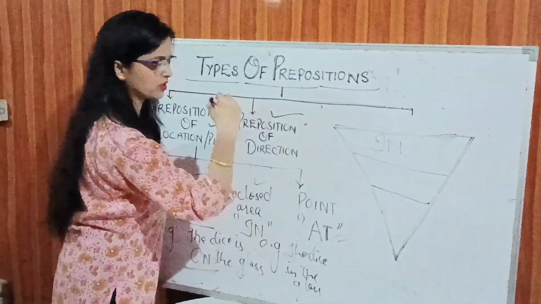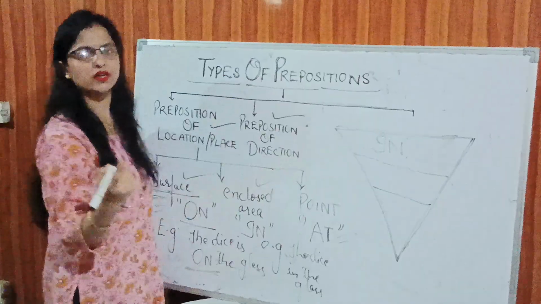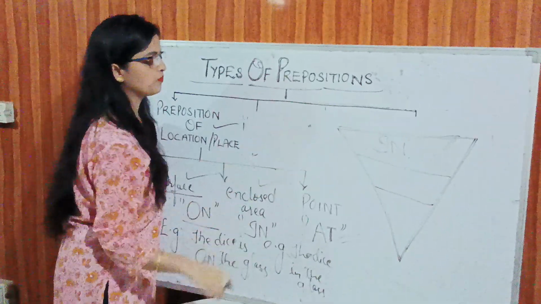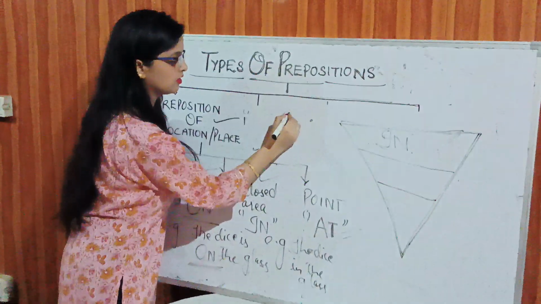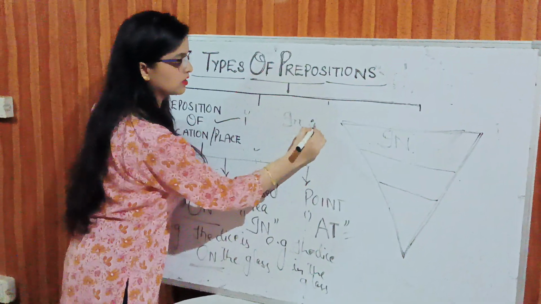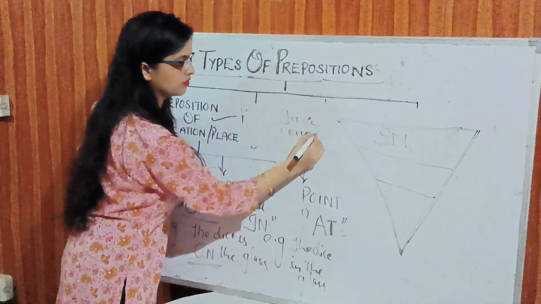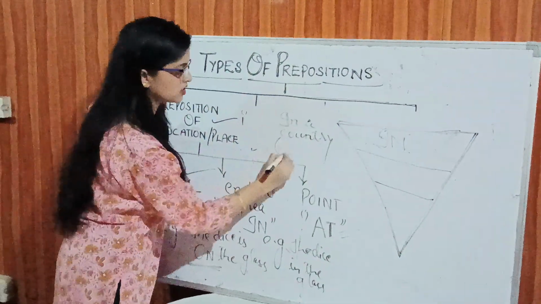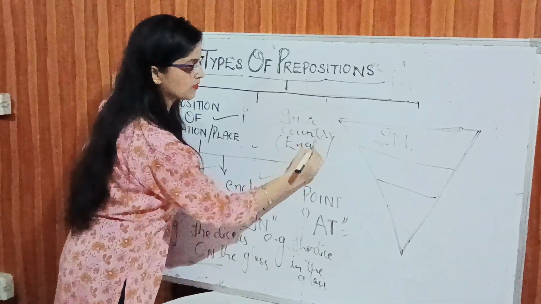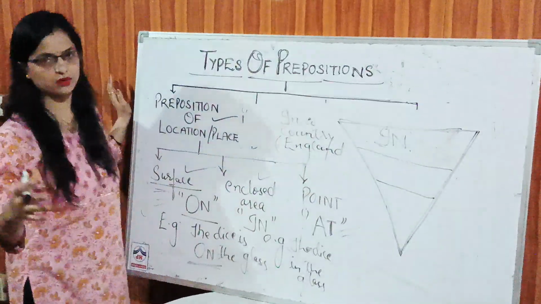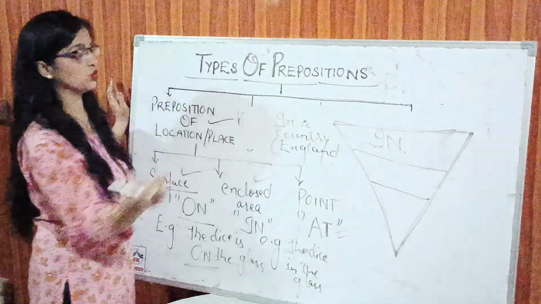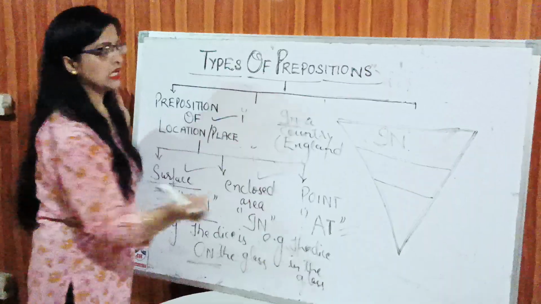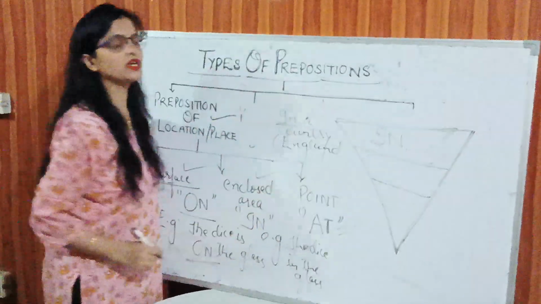Suppose we take one more example, the example of a country. Suppose I am living in a country, or you can take the example of any country. Suppose England, a big place or a big country. For countries we have to use "in", to indicate the big areas of the general things. See, so this is the middle part of a triangle.